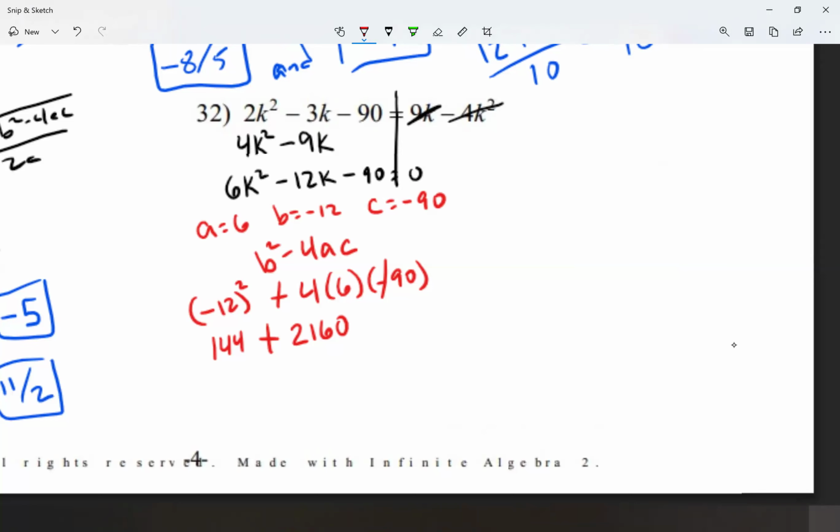So I use a calculator. And I know that 144 plus 2,160 gives me 2,304. It's a positive value, so I expect two real solutions. As a matter of fact, the square root of 2,304 happens to be 48. So I did the discriminant, that's the hard part.